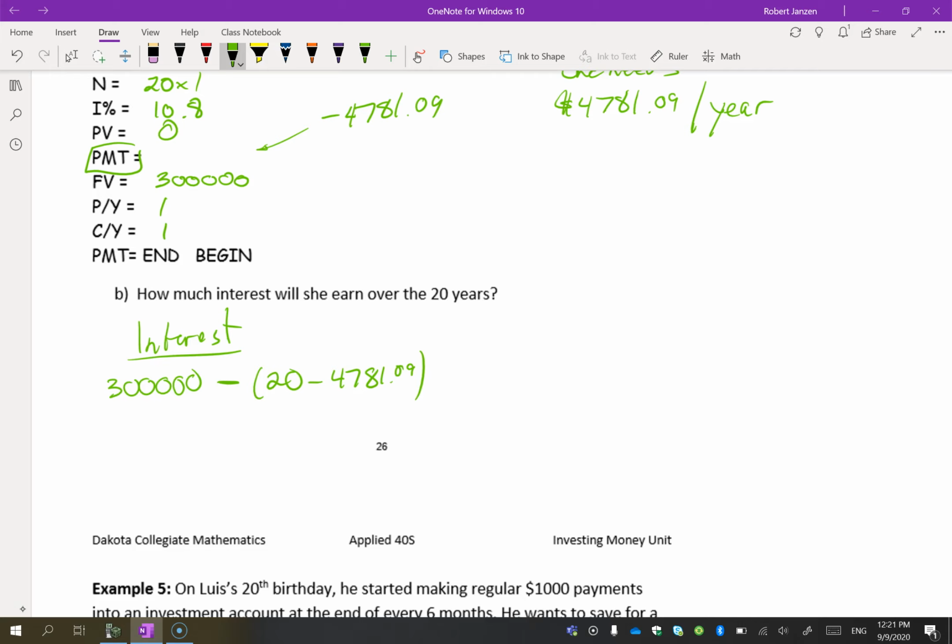Okay, so if you subtract that, you end up with $204,378.22. That's a lot of interest. Wow, so she actually didn't put that much money in. She only put about $100,000 in.